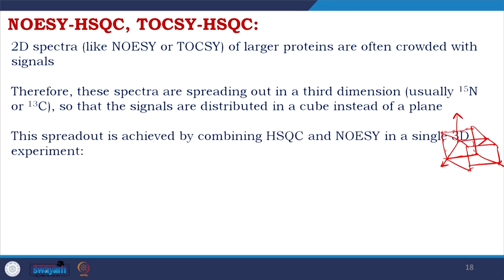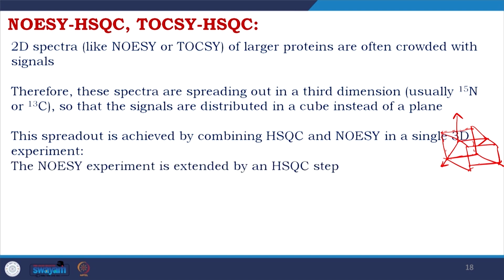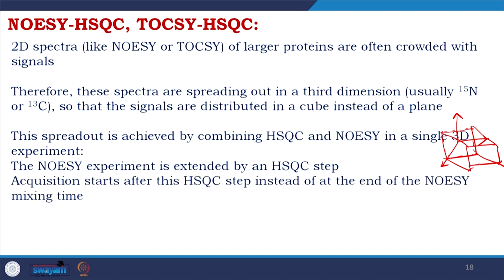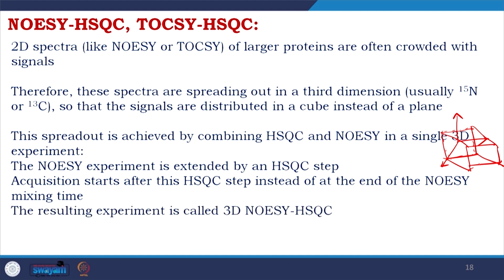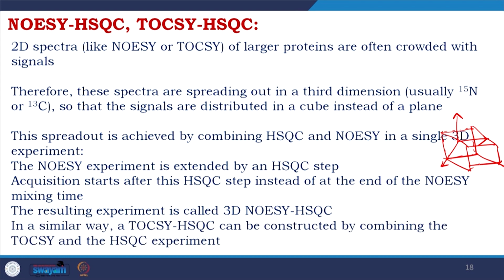This spread is achieved by combining HSQC and NOESY in a single 3D experiment. The NOESY experiment is extended by an HSQC step. Acquisition starts after this HSQC step instead of at the end of the NOESY mixing time. The resulting experiment is called 3D NOESY-HSQC, which is very critical for protein. In a similar way, a TOCSY-HSQC can be constructed by combining the TOCSY and the HSQC experiments.